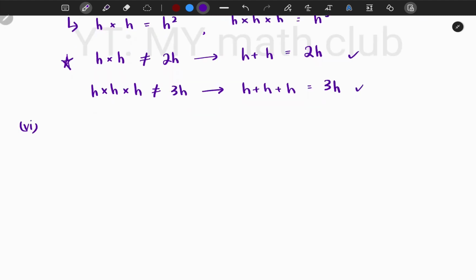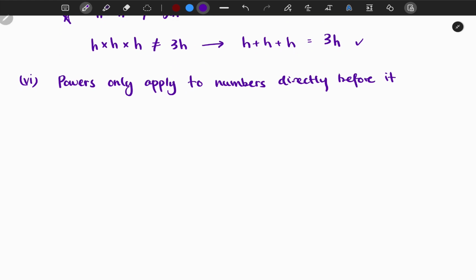Okay, the last rule is rule number 6, which is very important to mention, which is that powers only apply to the number directly before it, which means that if you have 5a squared, it actually equals 5 times a times a. So the power is not applied to 5. The power is only applied to a, and the 5 we only multiply it once.